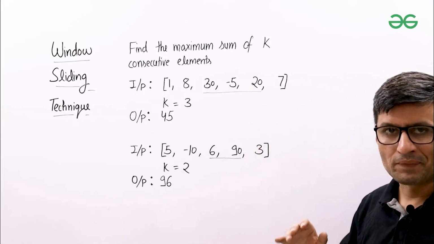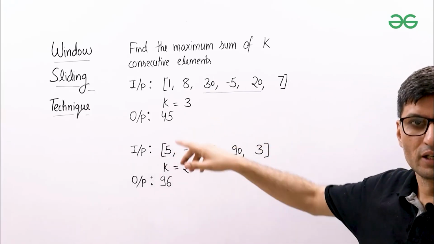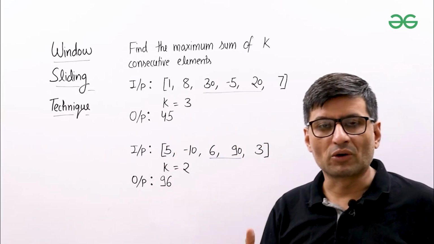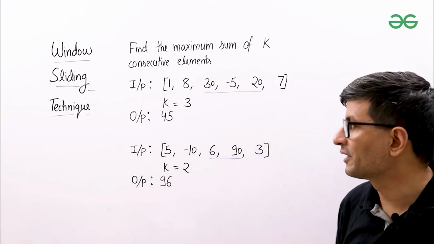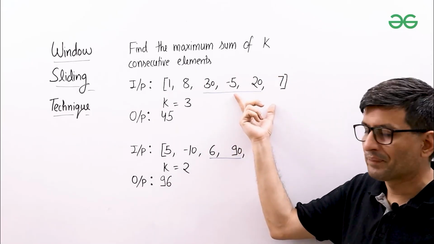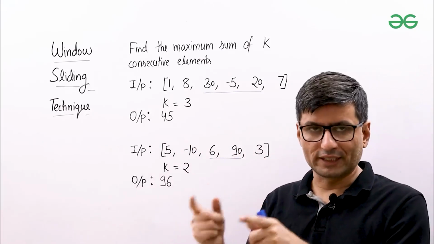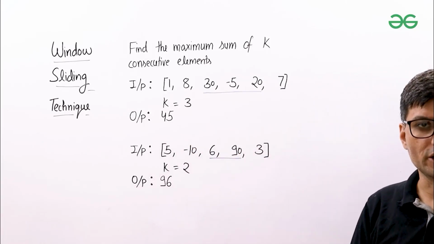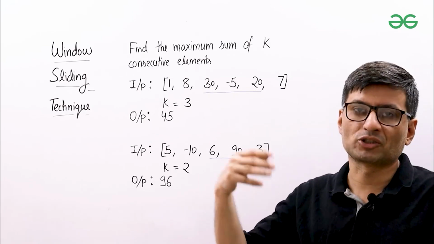So the problem is we are given an array of integers and we are given a number k. Our task is to find out the maximum sum of k consecutive elements in the given array. For example, if you are given this array and k is 3, you need to consider every window of size 3 or every subarray of size 3 in the given array, and you need to find the sum of every subarray and find the maximum of all these.